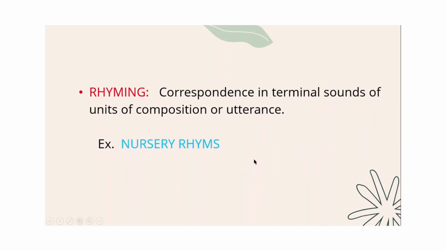Next is rhyming. It is a correspondence in terminal sounds of units of composition or utterance. Example is nursery rhymes. It may just be one of the easiest memorization techniques. Putting information into a rhyme is another way of making it easier to remember. They are so easy. Even little kids can remember this.